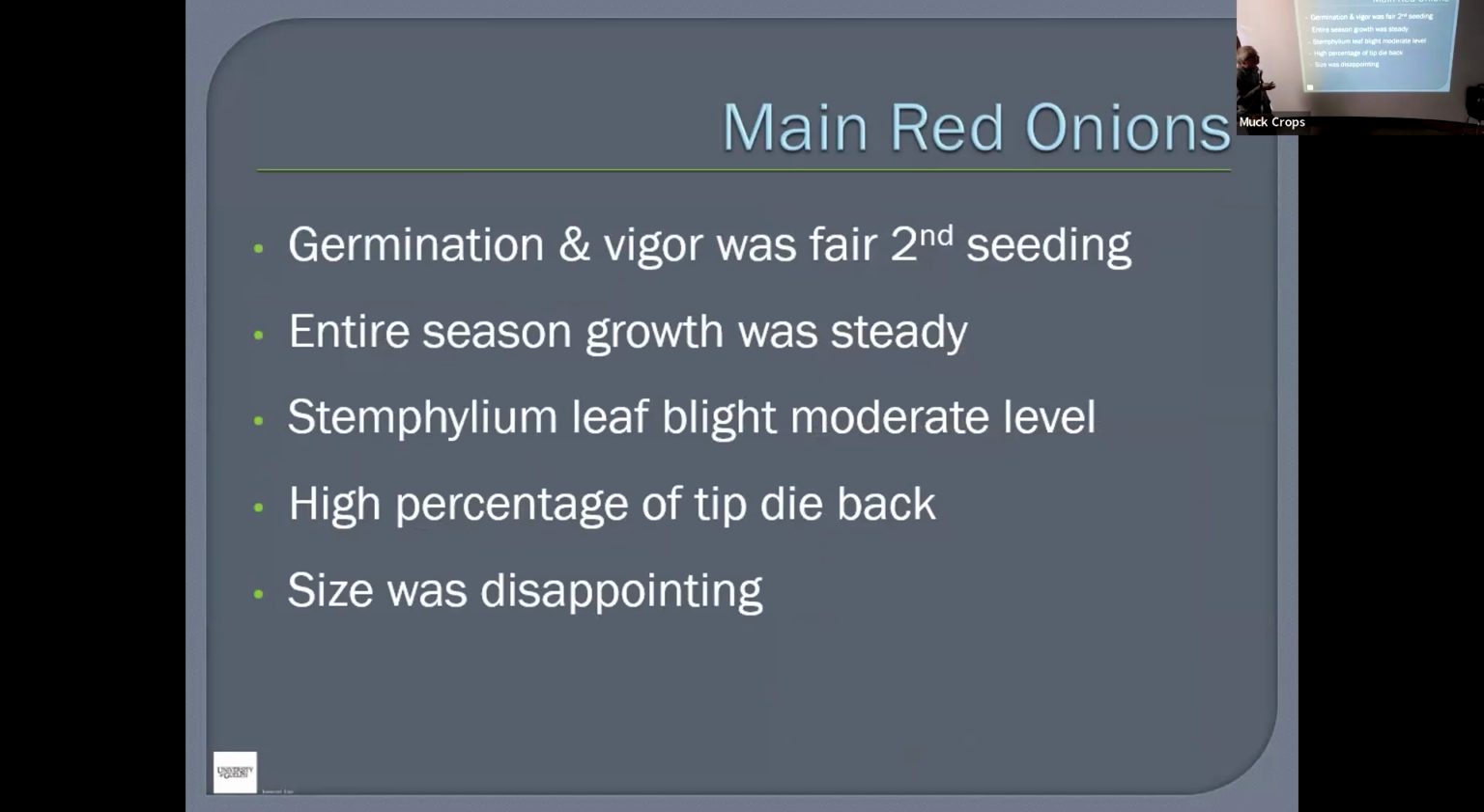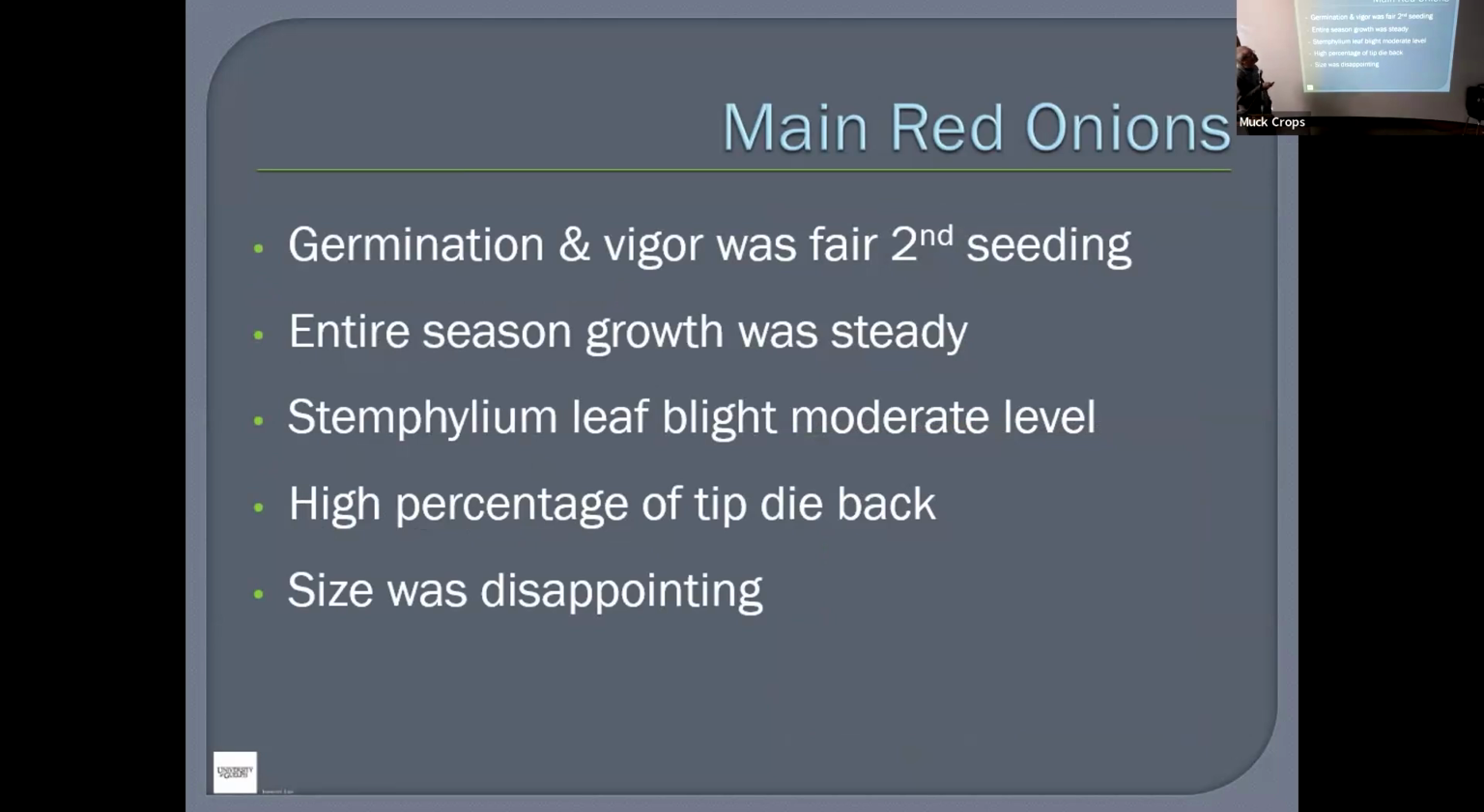They probably had a slight advantage because they were a bit younger, not as old plants when Stemphylium was at its peak. They had the highest percentage of tip dieback, and that still affected them. Size was very disappointing, not surprising. They were seeded late, so we're not going to see the size that we wanted.